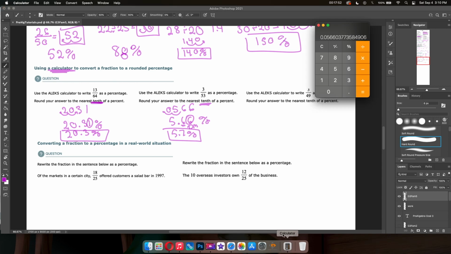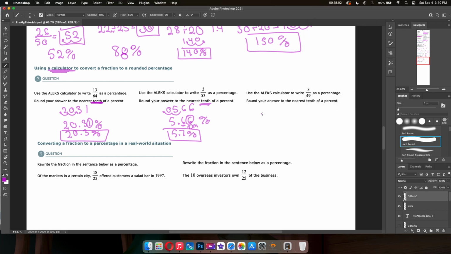This one, let's see here. That's going to be 3 divided by 49, right? Yeah, 49. Another ugly decimal, 0.0612. Okay, move the decimal over 1, 2 places. So that's 6.12%. But we want the nearest tenth of a percent. There's my tenth. There's my decision maker. 2 makes me round down. Round down basically means you stay the same. So 6.1%. So far, so good.